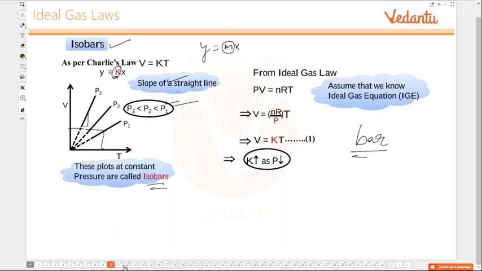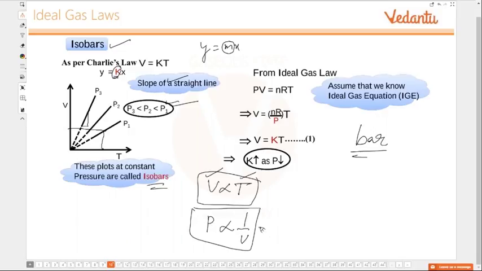So volume is inversely proportional to 1 by temperature. That is, volume is directly proportional to temperature. V is directly proportional to T. Direct relation. That means as temperature increases, volume also increases. But pressure and volume have an inverse relation. As pressure increases, volume decreases. Okay, this is a direct relation.